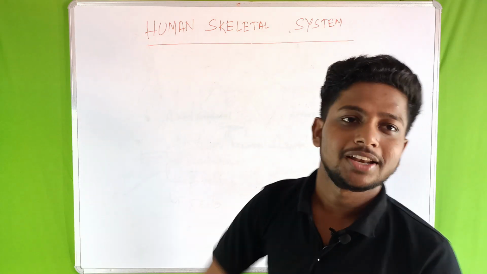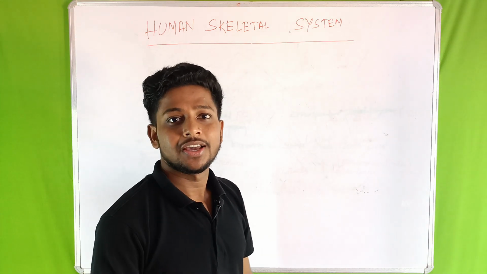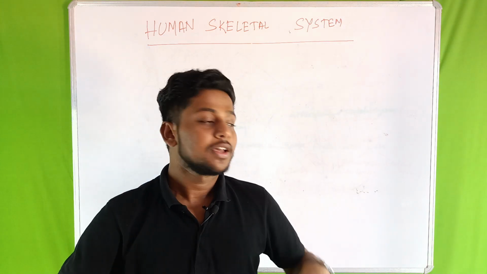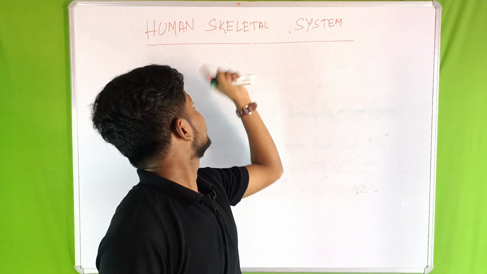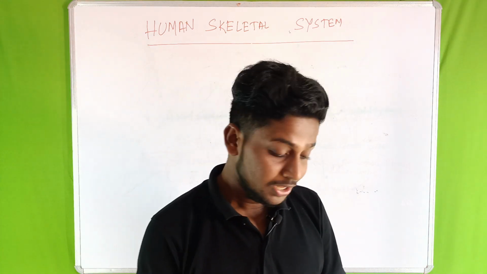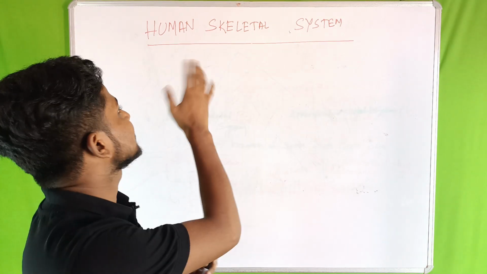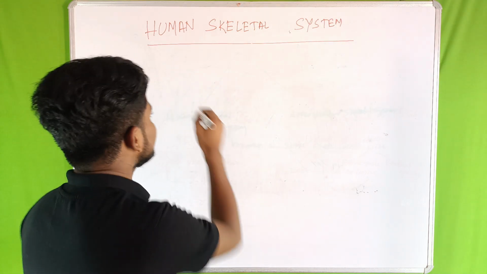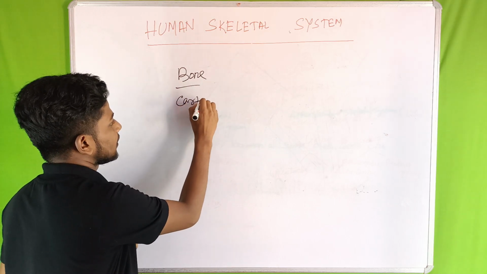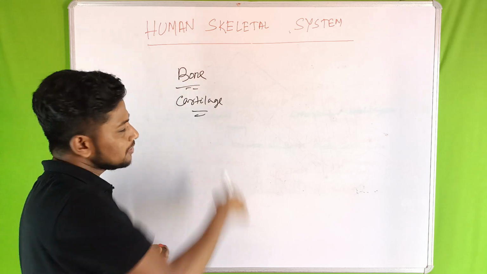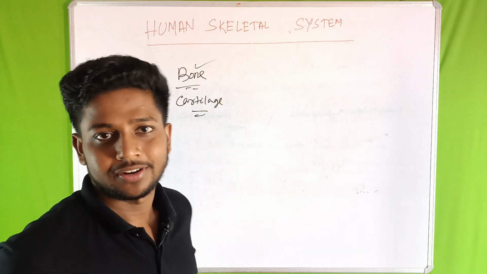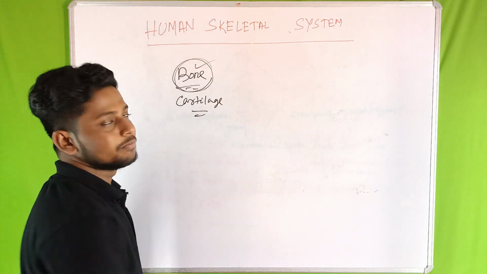First, the human skeletal system. The human skeletal system is the structural framework of the human body. Our body stands, and all of the movements and all the work are based on the human skeletal system. The skeleton is the basic framework of the body. Before going to the skeletal system, we also need to know what is bone and what is cartilage, because these are the pillars of this skeletal system. Without bone, we have no skeleton. So first we teach about the bone.